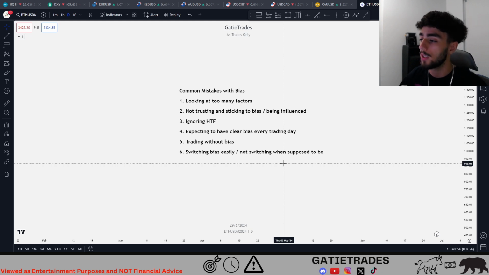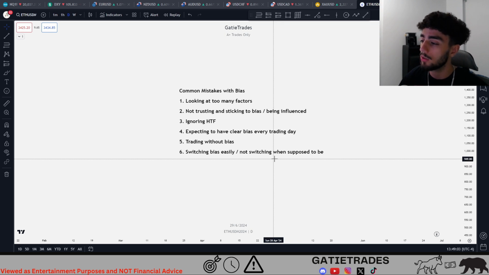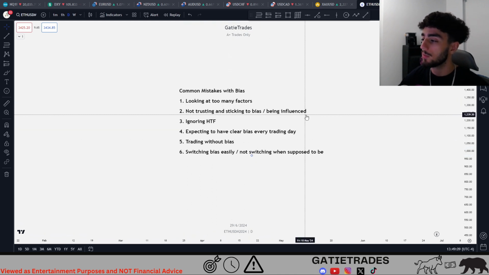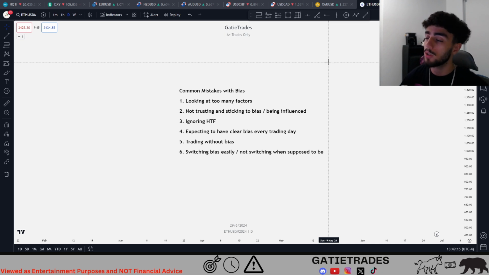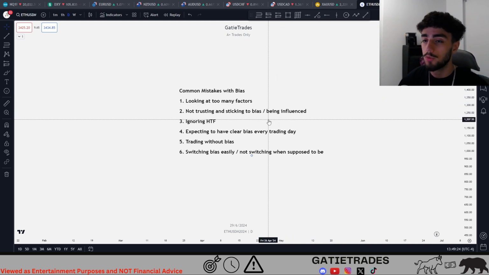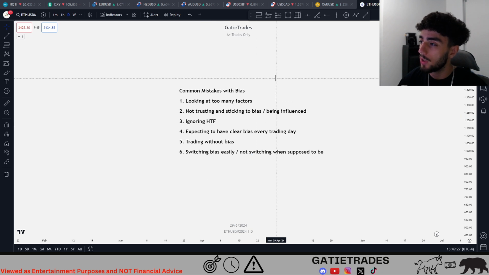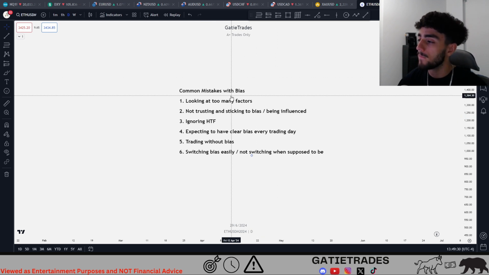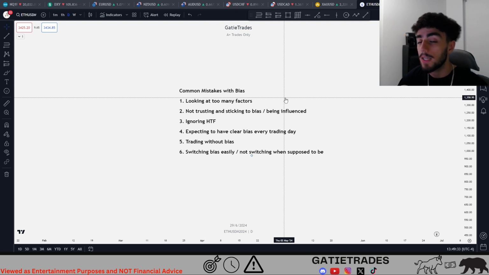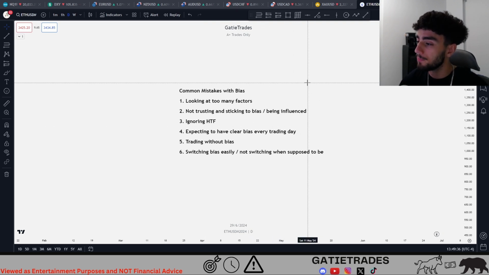I like to focus on very simple things: premium discount, SMT at key levels, highs and lows, and imbalances. That's pretty much all I use, and those help me form the weekly candle profile, which I use to determine my bias. Another thing is not trusting and sticking to bias. A lot of people have a bias and get influenced by someone else. They hear someone say, I'm bullish, and maybe they switch. You've got to pick your bias and stick to it. The psychology behind that will be discussed in another video, but the important part is sticking to your bias so you can then improve. Ignoring higher time frames is another one. A lot of people get stuck on the 5 minute, 15 minute, 1 minute, and say, oh, we had a liquidity sweep, we could go higher. Yeah, sure, it's possible, but you always want to look at the higher time frame.